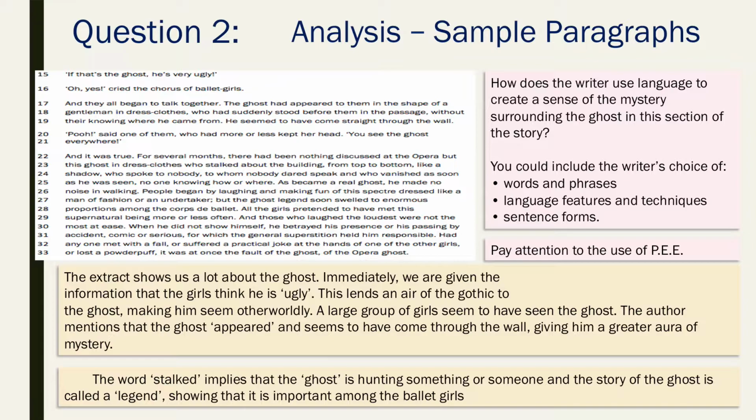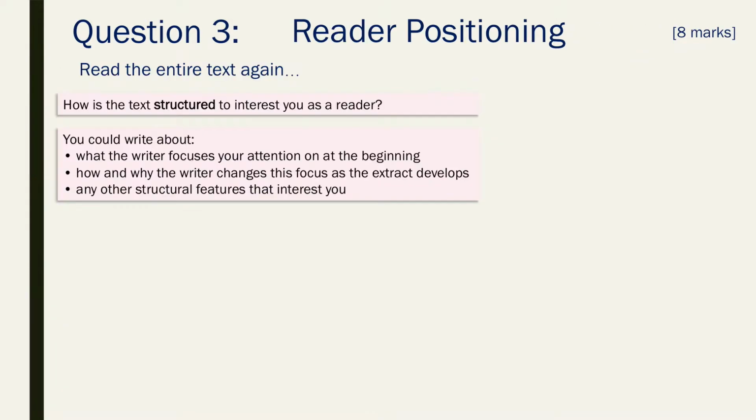Okay, so we've got some sample paragraphs. Now obviously this is not a complete comprehensive answer, but it should give you a starting point or a jumping off point that you can then replicate and develop for your own answer.